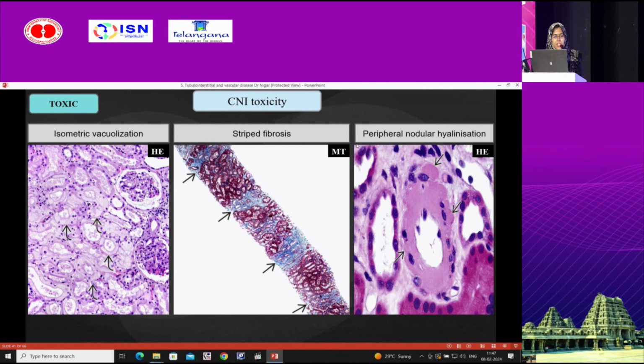Next comes CNI toxicity. In acute phases of cyclosporin toxicity, there will be tubular injury, and there is fine isometric vacuolization in the proximal tubular epithelial cells. And in the later chronic phases, there is striped fibrosis. There are these broad blue bands with intervening normal tubules. And peripheral nodular hyalinization of the arterioles is seen. You can see that there are these pearl-like beaded appearances along the periphery while the luminal side is spared.